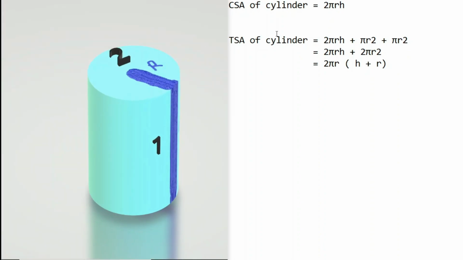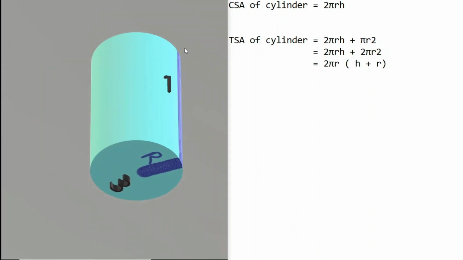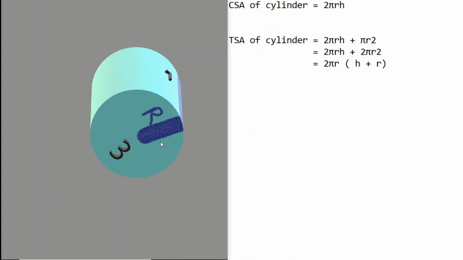So in that case we will just add pi r square one time to the curved surface area of the cylinder, that is 2 pi r h, plus pi r square for this circle. So in that case our formula will be 2 pi r h plus pi r square. Now if you want to take something common then you can, but right now I am not taking.